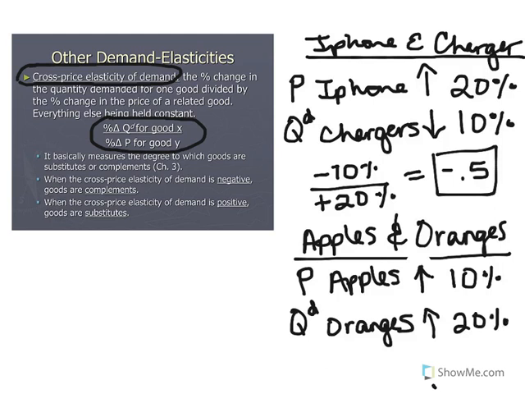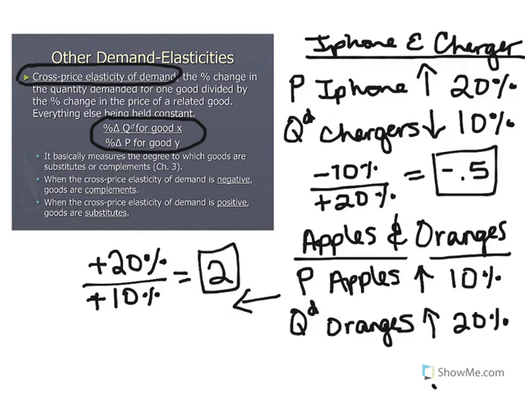So again, we do the same thing. You take the percent change in quantity demanded for the one good. So we know that our quantity demanded of oranges was increasing by 20%. So we have a positive 20% divided by the percent change in the price, so the price increase of 10% for the apples. So 20% divided by 10%, we come up with the number 2, which is a positive number, which means that apples and oranges are substitute goods. So again, the formula for cross-price elasticity of demand is basically just like elasticity of demand. We're just looking at the relationship between two variables, so you don't want to drop that negative sign.